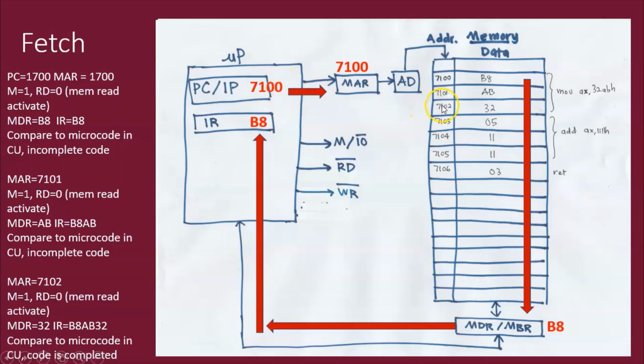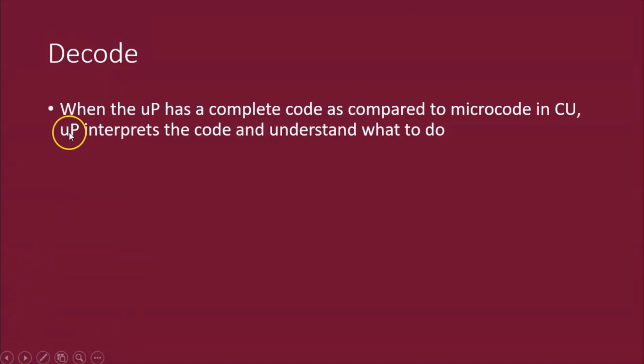7102. Okay, 7102, and MAR will have 7102, and then it will take the data 32, and then put it in MDR, and then MDR will bring it to the IR. So the value will be B8, AB32, and it compares to microcode in CU, and it realized that the code is complete. So the code actually wants to execute move AX, 32AB. Okay, it is a 3-byte instruction. Okay, and then it decodes.